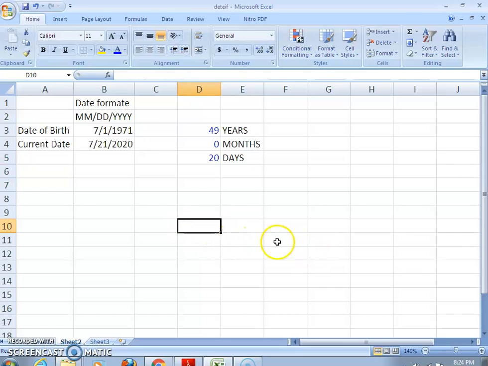Okay, so in this way you can utilize the DATEDIF function to calculate the age of any person, or calculate months, years and days between two different dates.